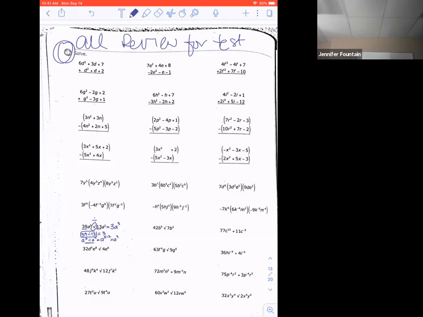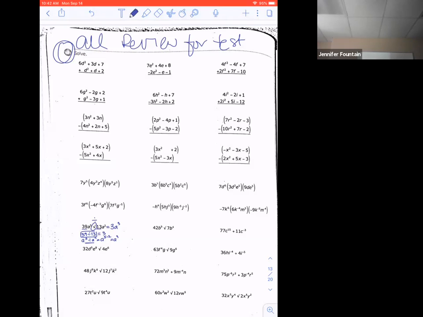So left-hand column, I've got 7y to the 5th, z to the 4th times 4y cubed, z to the 4th times 8y to the 5th, z cubed. And I end up with 224y to the 13th, z to the 7th. It's a big number. Questions on that one?